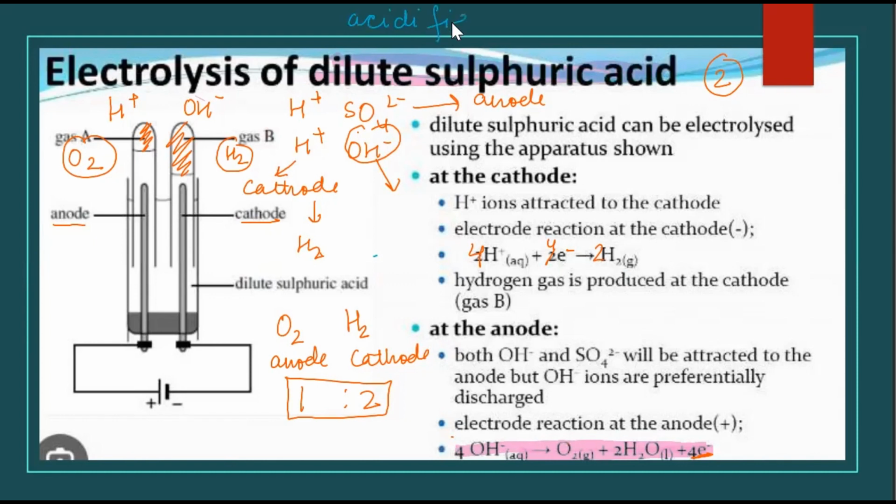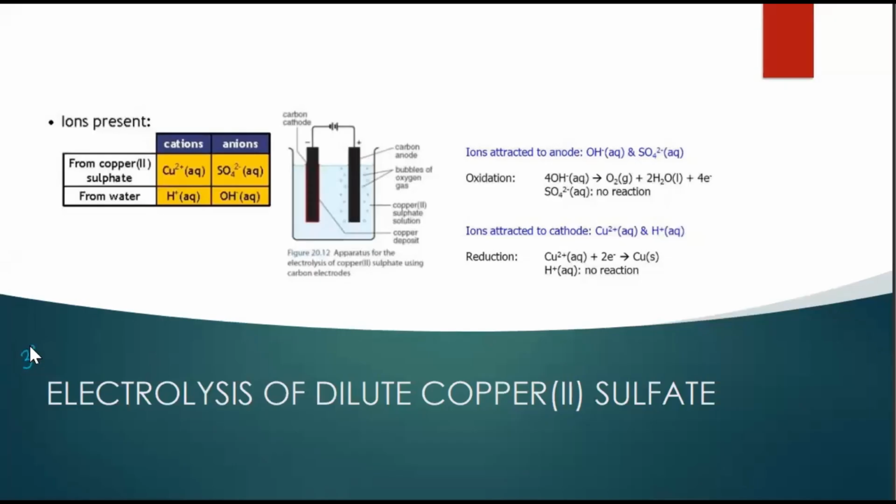So acidified water also means that in water we have added some amount of sulfuric acid to it. So acidified water means the electrolysis of dilute sulfuric acid only. So don't get confused by looking at the acidified water. That also means the electrolysis of dilute sulfuric acid only. Here comes the third example, which is a very important example. That's the example of dilute copper sulfate solution, right?